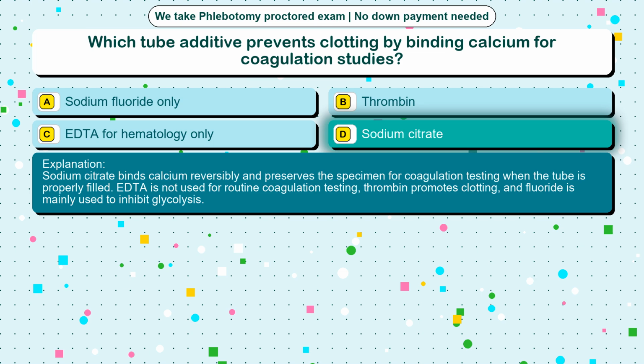Sodium citrate binds calcium reversibly and preserves the specimen for coagulation testing when the tube is properly filled. EDTA is not used for routine coagulation testing. Thrombin promotes clotting, and fluoride is mainly used to inhibit glycolysis.